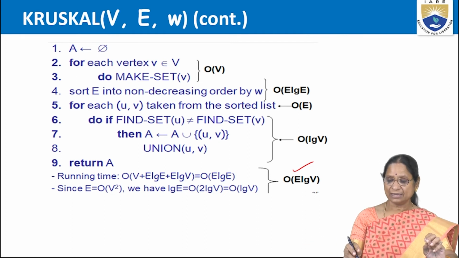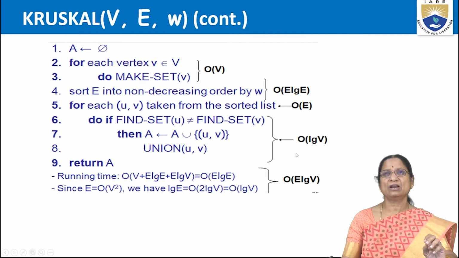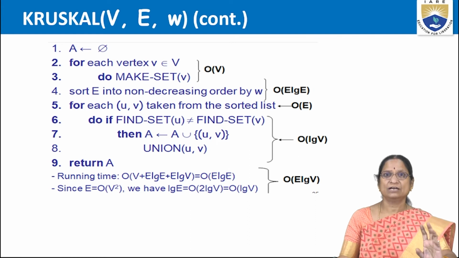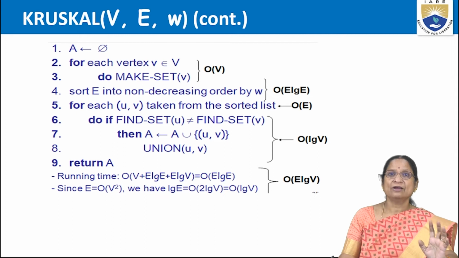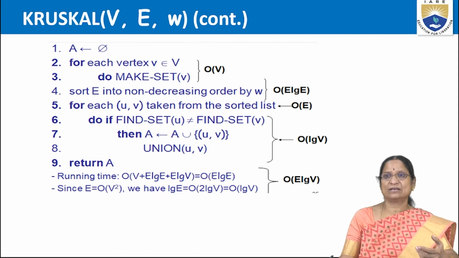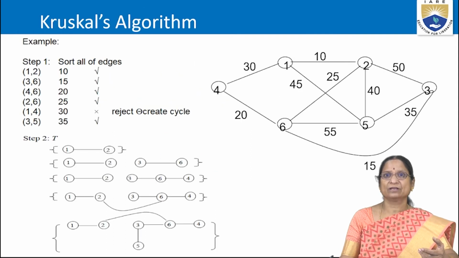But even then, the implementation of union and find set must be effective. That is, we have to use the collapsing find rule algorithm as well as weighted union. Then only it will result like this.